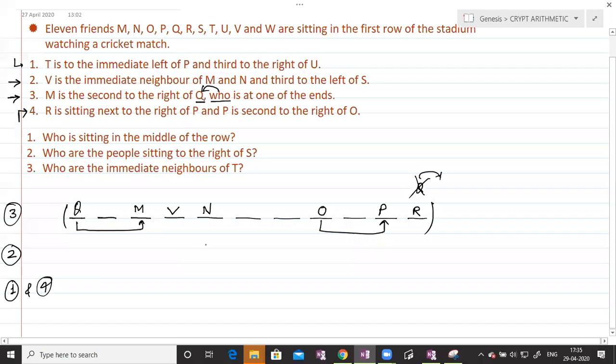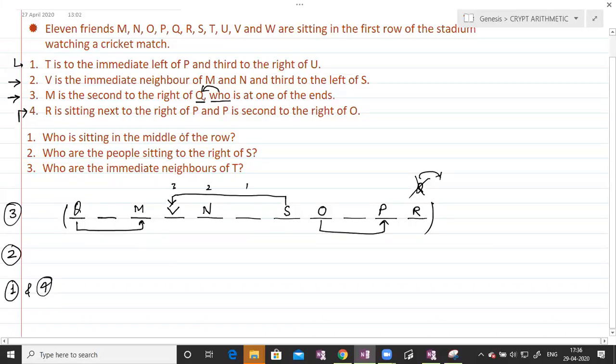Where is S given, my dear? Okay. Where is M? V is the immediate neighbor of M and N and third to the left of S. Third to the left of S. Wonderful. Great. Sharmila, thank you so much. That's why I told you now. Look at this. How am I solving it? So it means, of course, V must be third to the left of S. So this is 1, this is 2, this is third. Wonderful. Great. Now it becomes very easy.